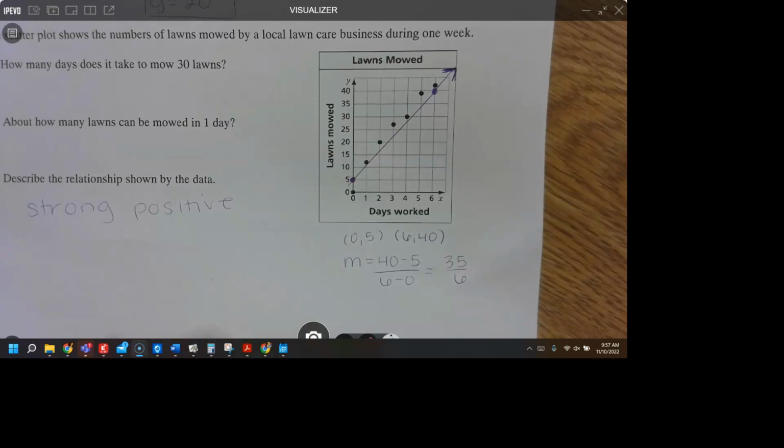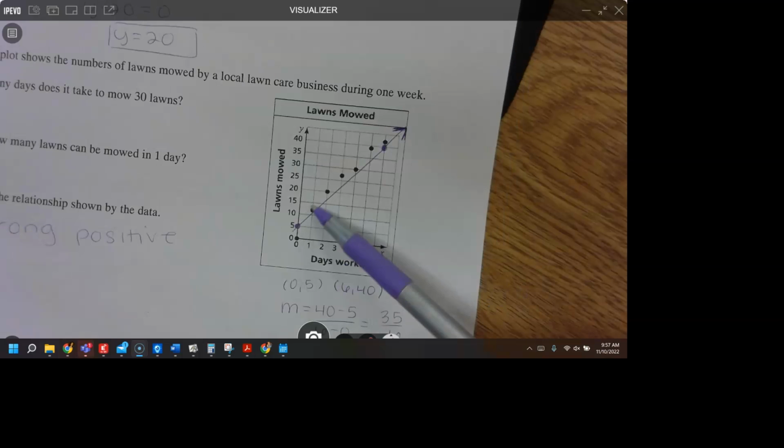Yeah, it's pretty close. So 15 over 2 is 7.5. 35 over 6 is 5.8. So you got 7.5. I had 6. Okay? And actually, I'm probably kind of low because all the points are above. My line should actually be a little higher.